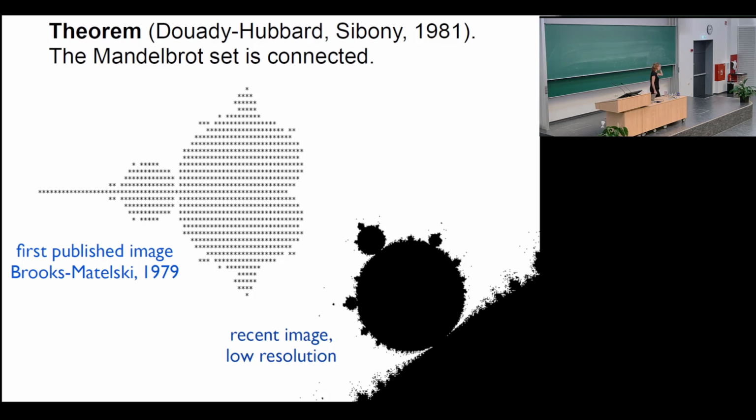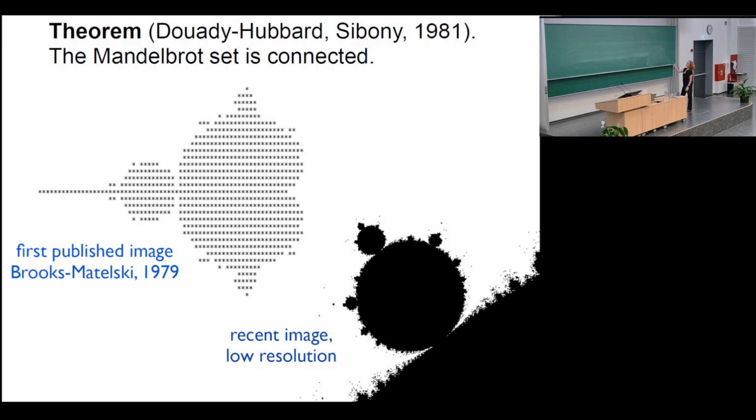I love this image. This is the first published image of the Mandelbrot set from 1979, or maybe it was only circulated as a preprint in 1979, perhaps appeared in print in 1980, of Brooks and Matelski. Although right around the same time, Mandelbrot himself was also studying this object and started to produce images of a little bit better quality than this particular image. And this is what made it popular. Wow, it was just this amazing looking thing. What is it? Why does it look like that?